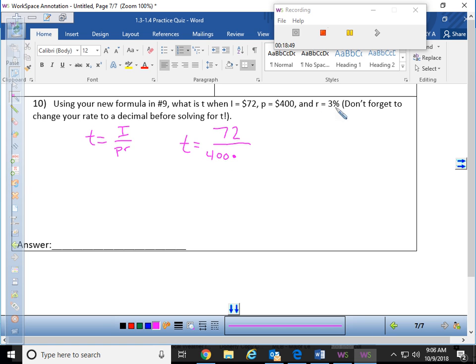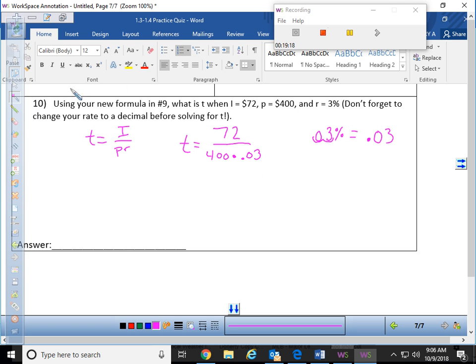Now, it says R is 3%, but it tells us to change it to a decimal. So if I have 3% and I want to change that to a decimal, I have to move the decimal 2 places to the left, because a percent is always out of 100. When I move the decimal 2 places to the left, I no longer need the percent sign. So I'm going to say 0.03. So now I'm going to say 0.03 right here. Alright, let's see if I can do this.